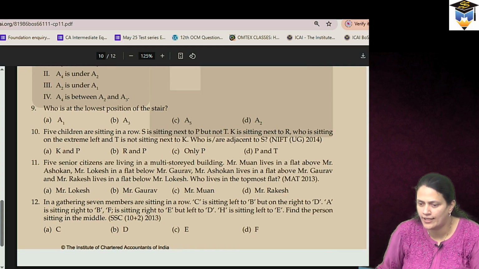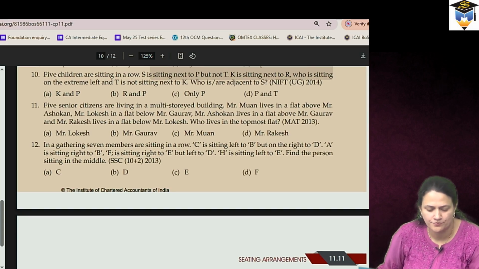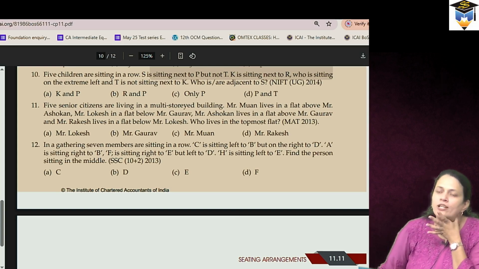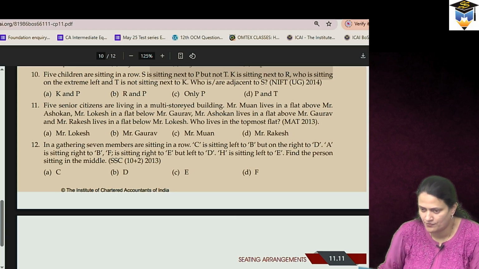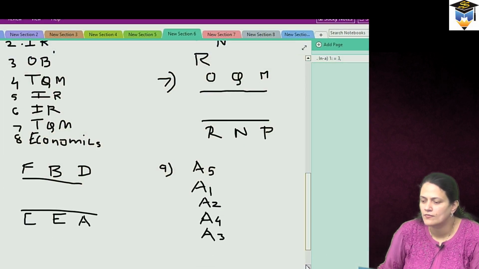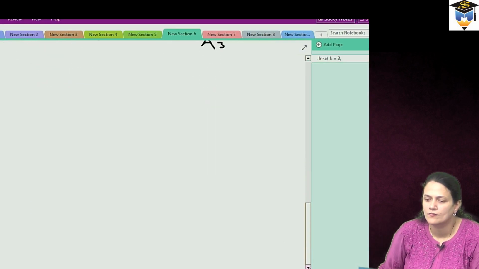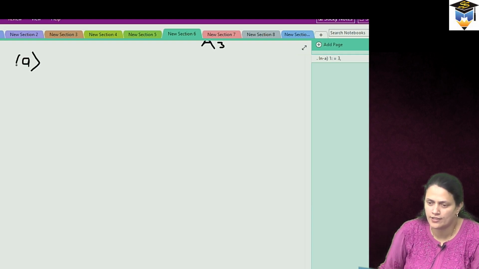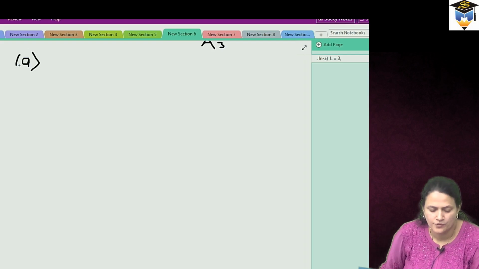Now let us do the 10th one. Ninth is done. 5 children are sitting in a row. S is sitting next to P but not to T. So if P is here, S is sitting next to it but not to T.